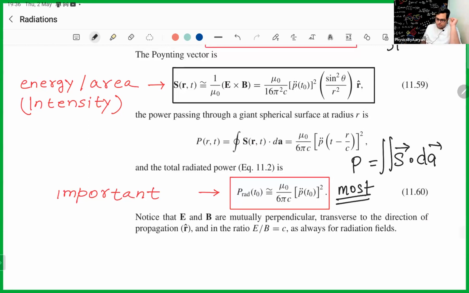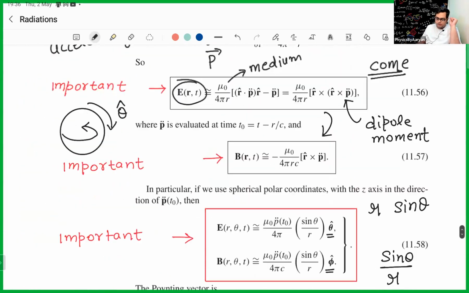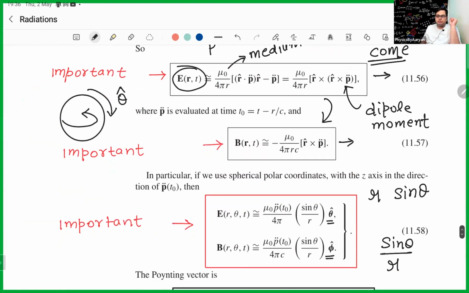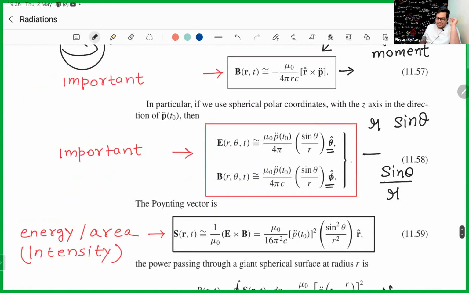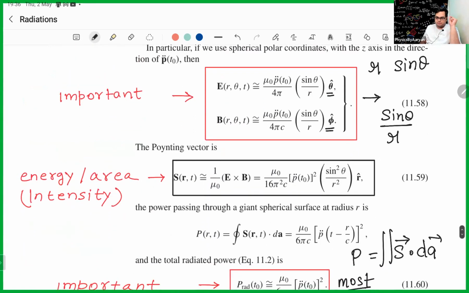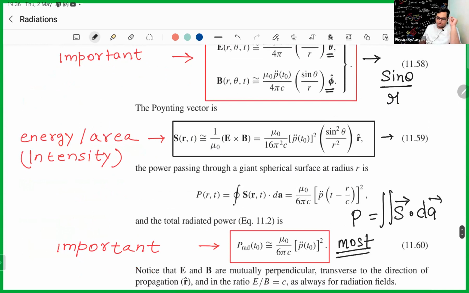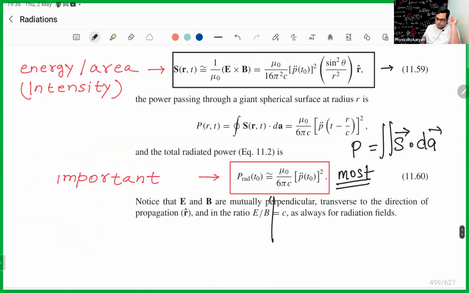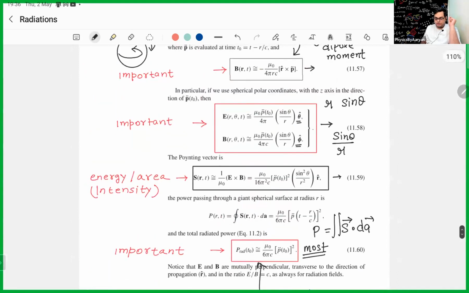Okay, so I need four relations from you. One is this electric field and magnetic field, because a direct formula can be asked. This will not be used in numericals. These two can slightly be used in numericals. This is just a multiplication of these two, so nothing else is there. But this formula will be very much used in numericals. So these are the relations you should worry about.